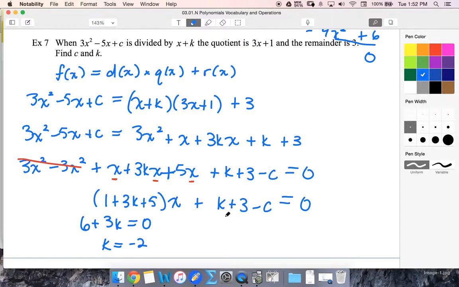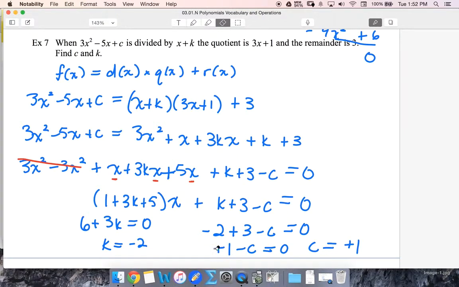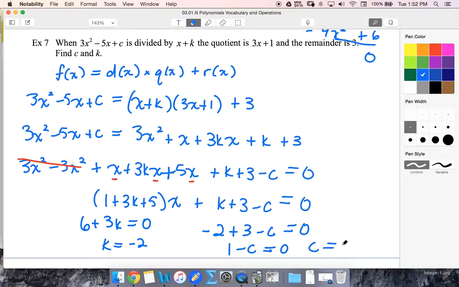And now over here, this also has to equal 0 because the only way to end up with 0 is 0x squared, 0 x's, and 0 constants. Negative 2 plus 3 minus c has to equal 0. That's a positive 1 minus c equals 0. That tells me that my c value has to be negative 1. My c value has to be positive 1. Let's go back, so 1 minus c equals 0. That means c has to be equal to 1.